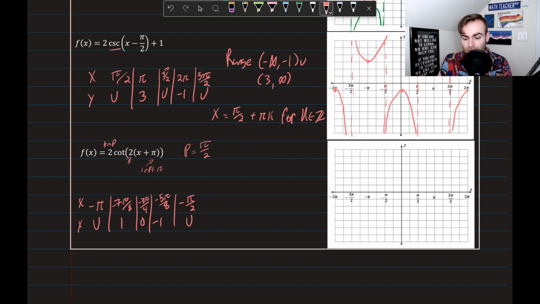Let's place these on our graph. Oh, I forgot the amplitude. So instead of 1 and -1, it would be 2 and -2. That would have been bad. All right, so at negative pi, we have an asymptote. At negative pi over 2, we have an asymptote again. In between those is 0, and in between these is +2 and -2. So this is what the first period looks like.